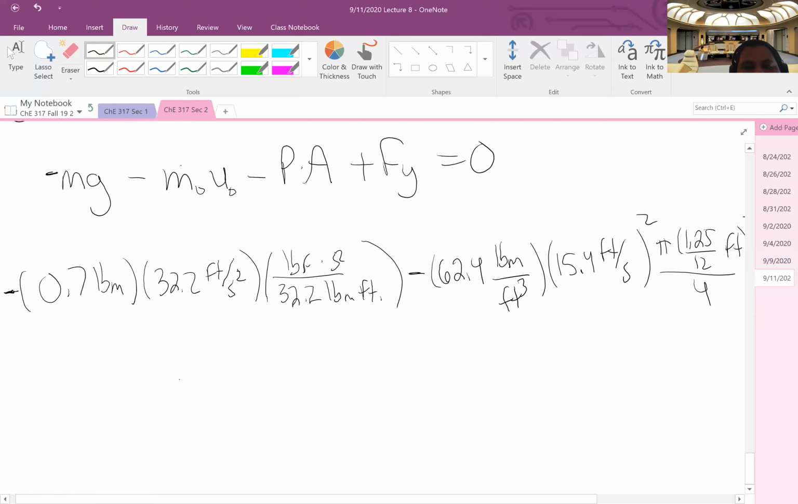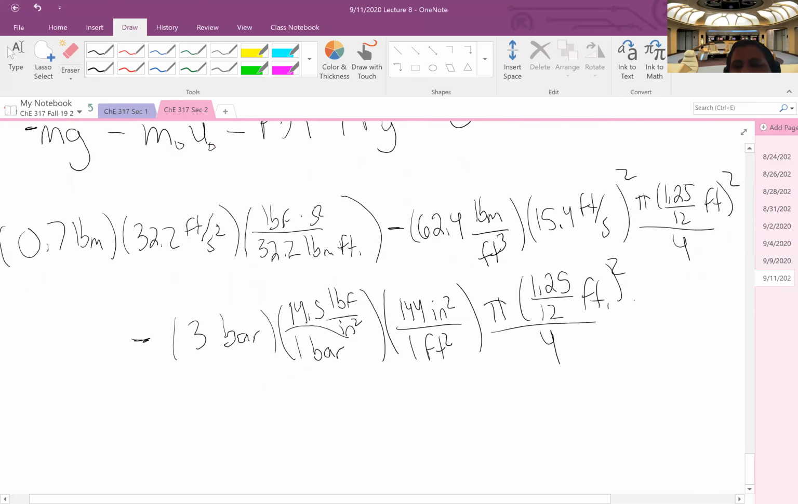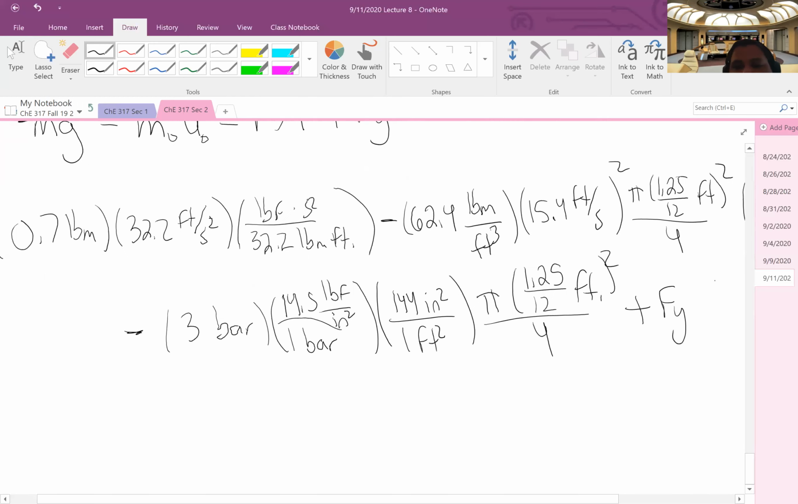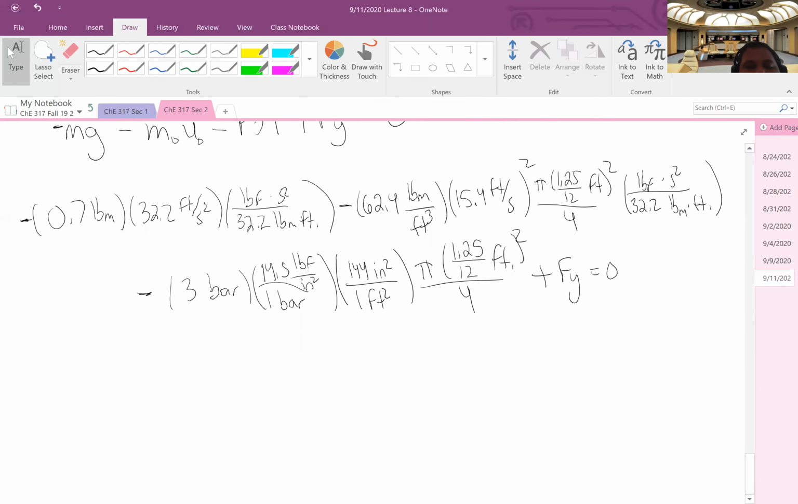The last term we have is our pressure, 3 bar times 14.5 pound force per square inch per bar. Then there's 144 square inches in a square foot. And then we just multiply it by our area one more time, pi times (1.25 divided by 12) feet squared over 4. Plus Fy equals 0. I'll zoom out so you can see it all. If we do all that math, we should find that Fy is equal to approximately 53.6 pound force.